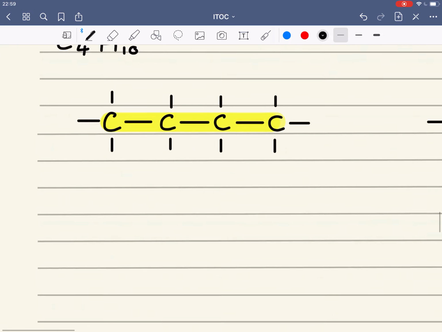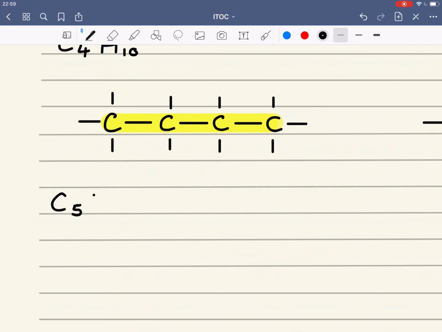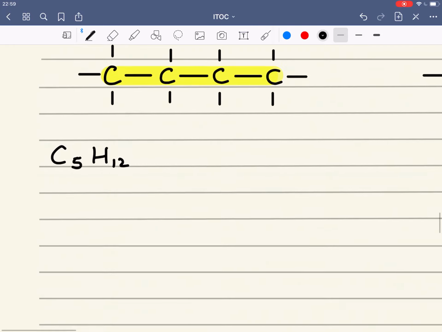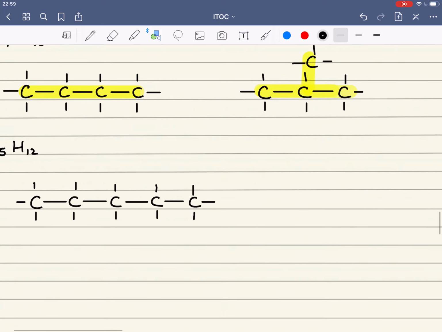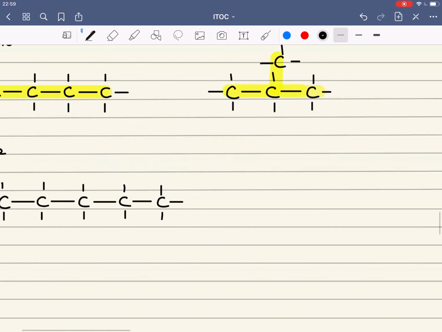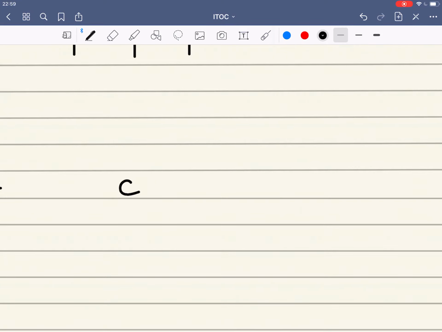So let's just have a quick look at C5H12. What are my chain isomers with the formula C5H12? Well, again, the simplest isomer to draw is the one where all 5 carbons are in a straight line, and that would give me pentane. There are 2 other ways in which we can arrange that carbon chain. First is where we put 4 carbons in a row and one of the carbons is on one of the centre carbons. Now that gives us methyl butane.